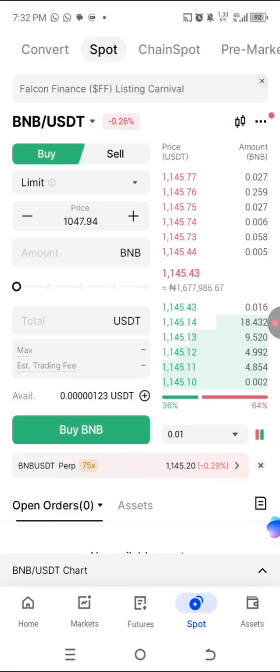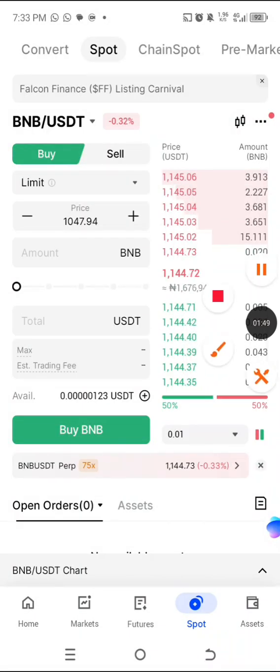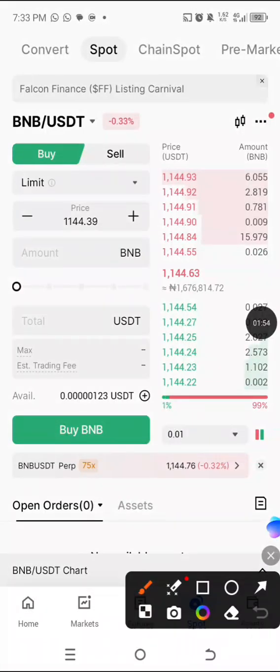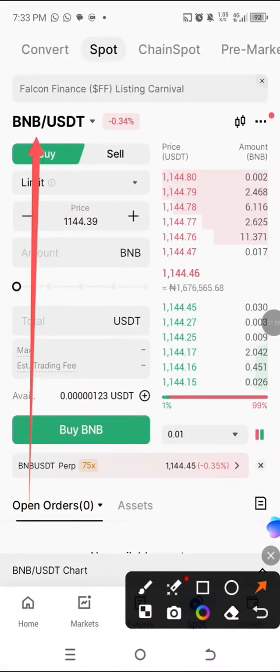Actually, some people get confused in this area. You tell them that you can buy and sell. Some would ask me, who would buy it if you want to sell? Pay attention. If you look up here, you will be able to see what we call the trading pair. You can see it here, BNB USDT.